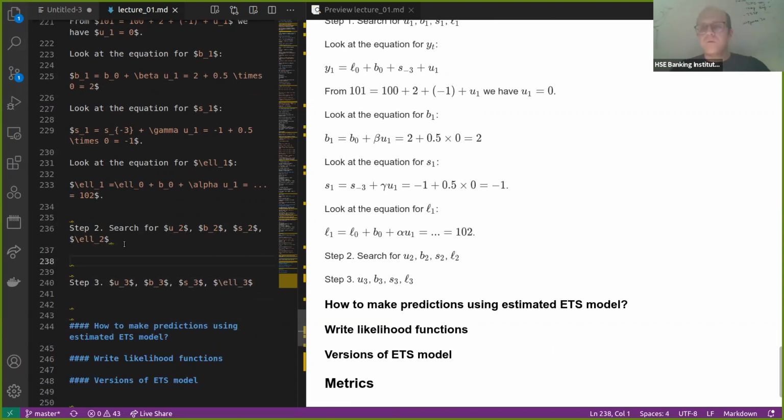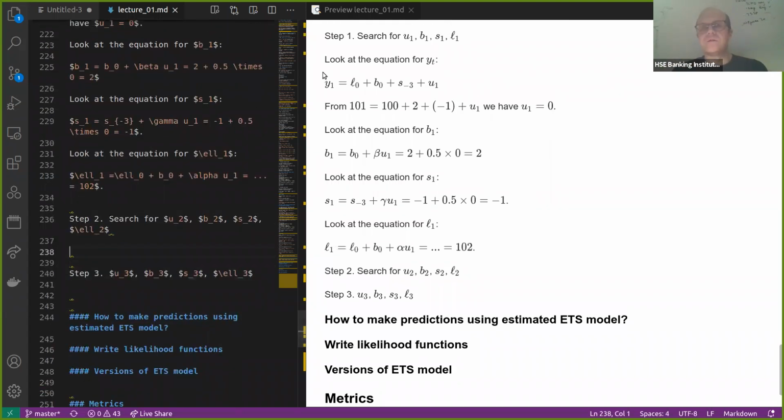Okay, we have found the first step values. How to find the second step values? So we have done step 1. We have found U1, B1, S1, L1. How can we find U2, B2, S2, L2? Do I need to find them or is it okay?